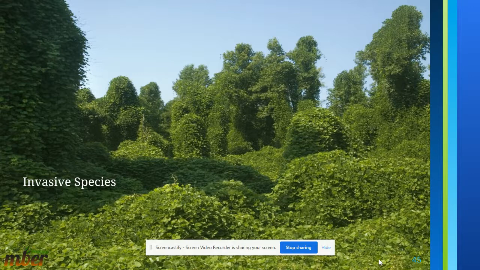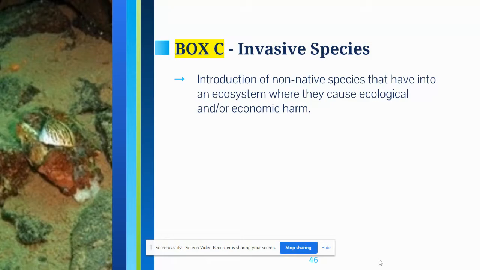But when you introduce it to a new area, the things that would keep it in check and keep things balanced don't exist. So it is the introduction of non-native species into an ecosystem where they cause ecological and or economical harm.